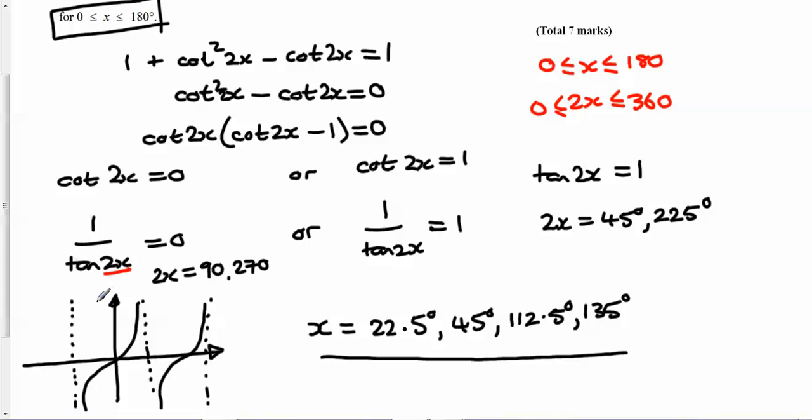Be careful with ones like this and look out for situations where you've got 1 over tan 2x or tan of anything equals 0, because the solutions do exist, but they're not as obvious.